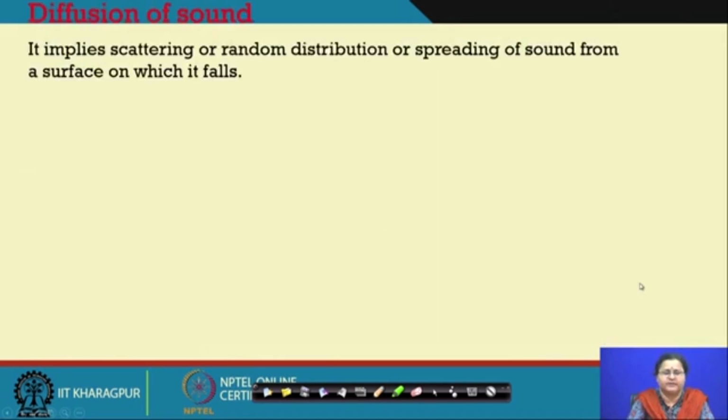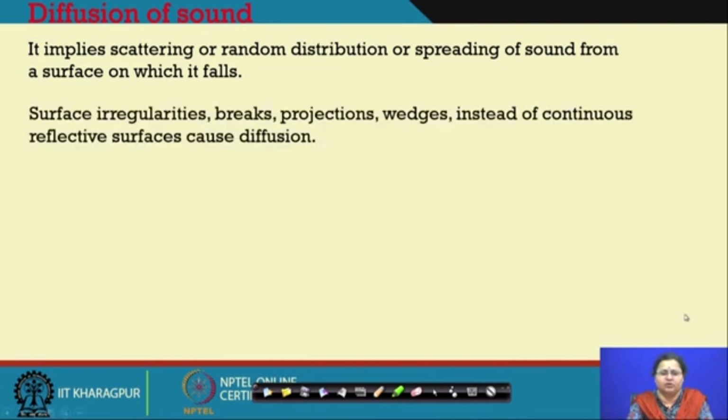So, diffusion implies the scattering of sound, or random distribution or spreading of sound from a surface onto which it is falling. So, it is taking place in all directions. It is not only the specular reflection in one direction, which was happening in the case of reflection. This diffusion is happening in all directions. Surface irregularities, breaks, projections, wedges, instead of continuous reflective surfaces, can cause diffusion.